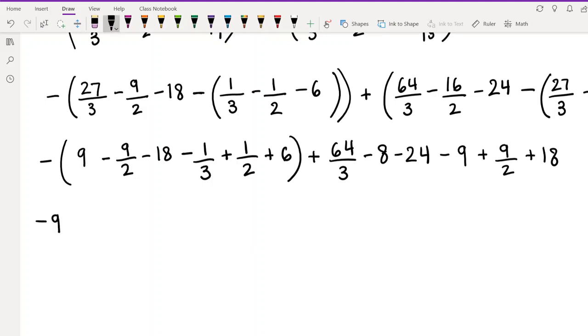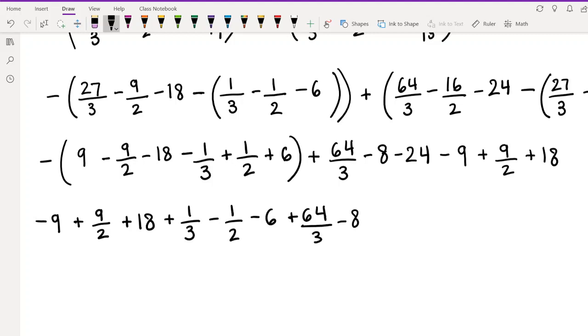Okay, so now we have negative 9 plus 9/2 plus 18 plus 1/3 minus 1/2 minus 6 plus 64 over 3 minus 8. And actually, let's maybe start to combine these numbers. So negative 8 minus 24 is negative 32, minus another 9 is negative 41. And then actually we can add this 18 on too. So negative 41 plus 18 is going to give us negative 23. And then we still have this plus 9/2.